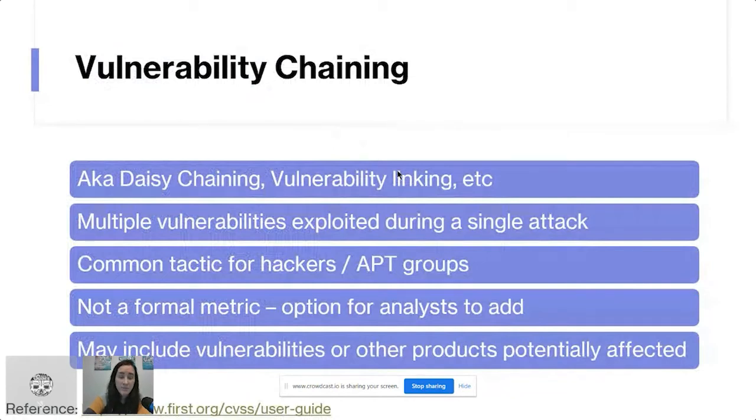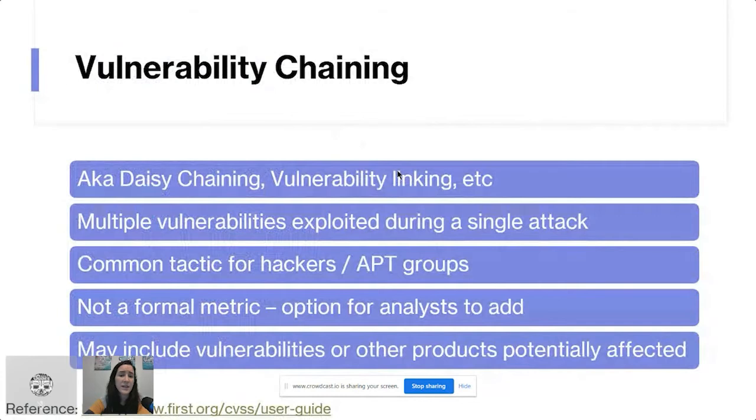So vulnerability chaining. CVSS has a really great section about vulnerability chaining in their user guide. The NIST 800-53 Rev 5 now has a nice little section on vulnerability chaining as well. But I've seen it be called a number of different things: daisy chaining, vulnerability linking. The idea behind vulnerability chaining is that you're using multiple vulnerabilities during a single attack, but really using low and medium vulnerabilities, or lower scored vulnerabilities, to create a critical attack.